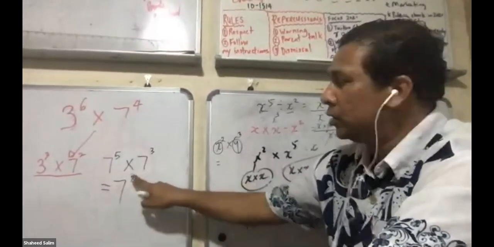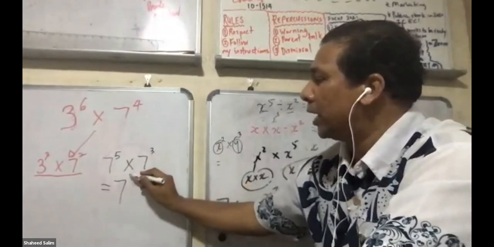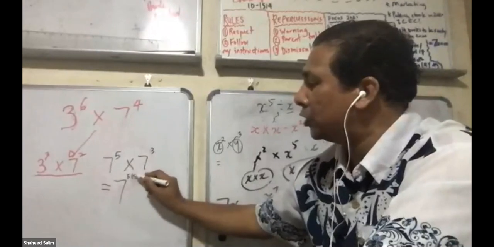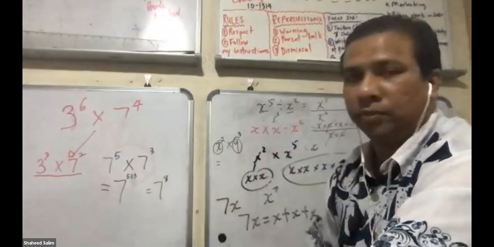Same. So 7 to the power 5 times 7 to the power 3, I just add 5 plus 3. You can do your working like that if you want to, 5 plus 3. Then you say 7 to the power 8.